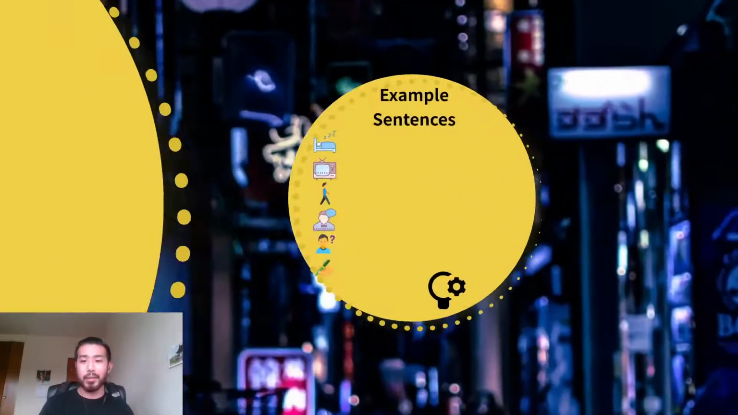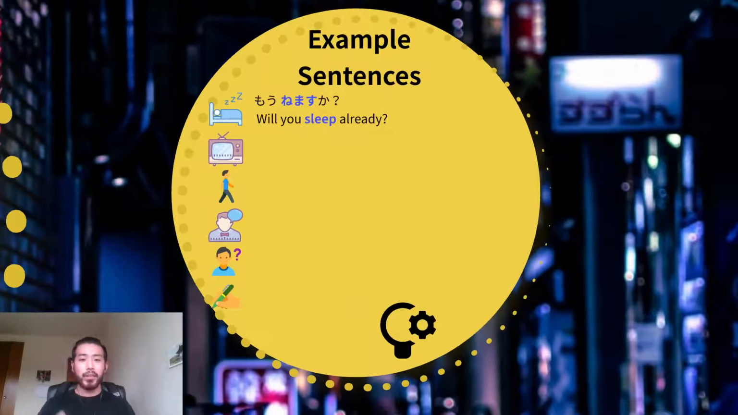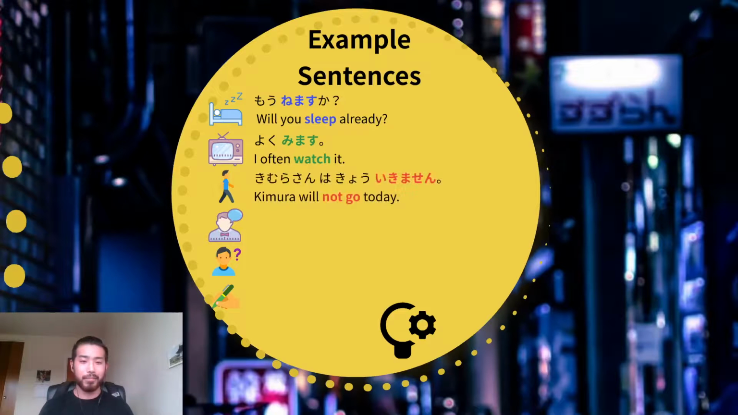Now let's see examples. For example, will you sleep already? もう寝ますか? I often watch it. よく見ます. Kimura will not go today. Negative sentence. 木村さんは今日行きません. I will talk later. 後で話します.